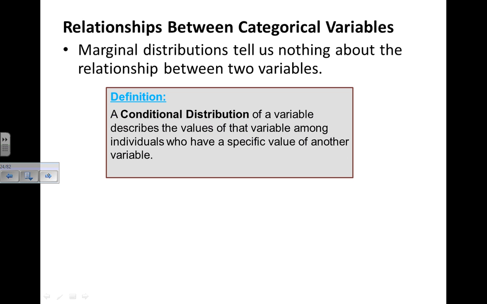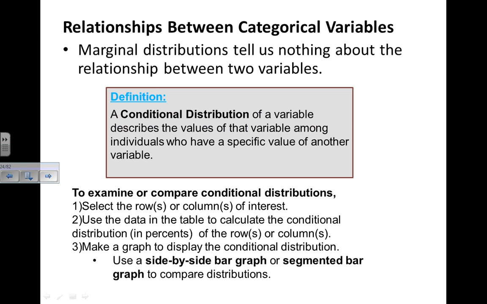Relationships between categorical variables. Marginal distributions tell us nothing about the relationship between variables. So, the conditional distribution of a variable describes the values of that variable among individuals who have a specific value of another variable. In order to compare or examine conditional distributions, you're going to select the rows or columns of interest. You're going to use the data in the table to calculate the conditional distribution in percents of the rows and/or columns. Make a graph to display the conditional distribution, and here you could use a side-by-side bar graph or a segmented bar graph to compare these.